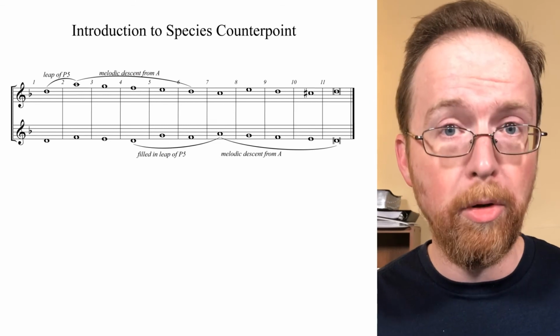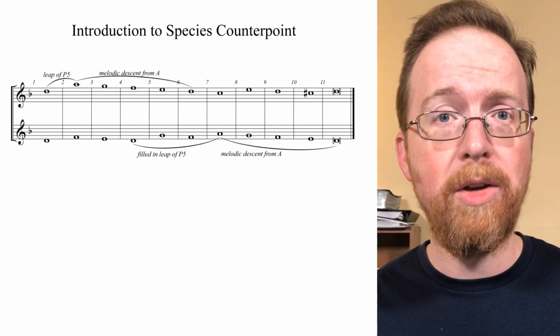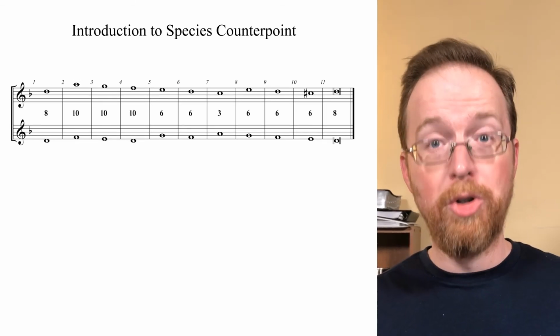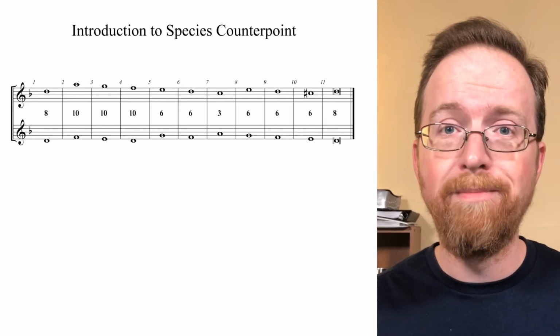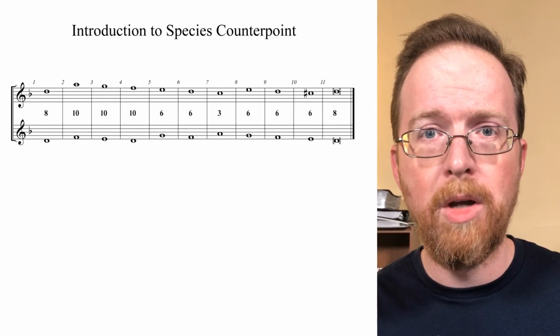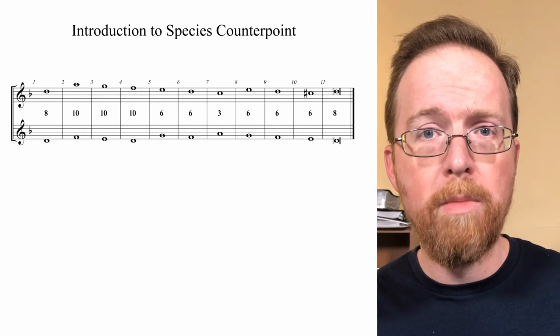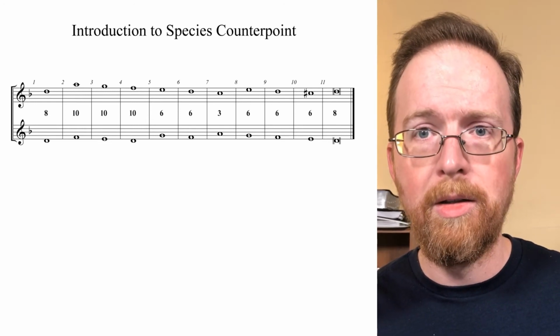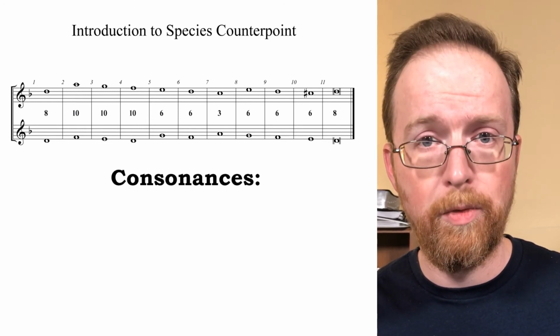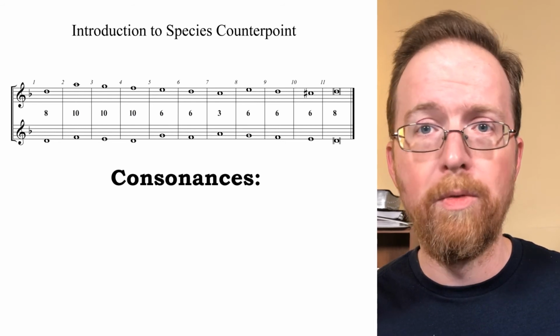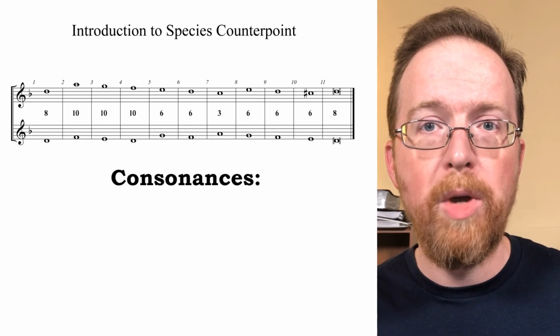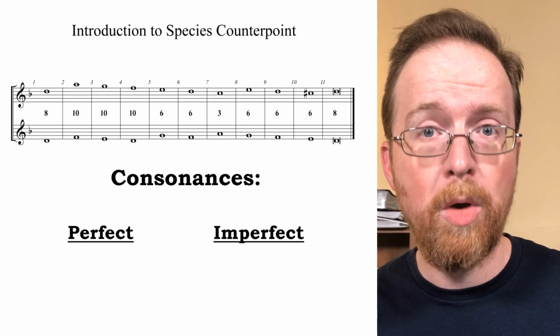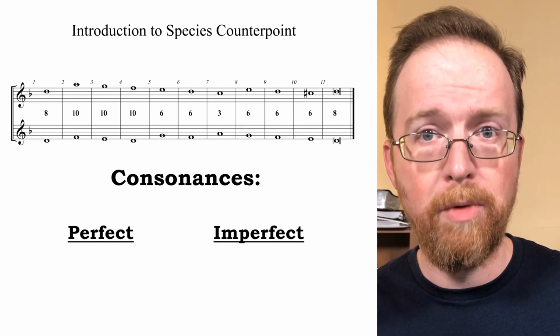We're going to want to label the harmonic intervals by their quantity number. Now, you should know the quality of the intervals, but it's not necessary to notate them on the score. All of the harmonic intervals present in this piece are consonant intervals, and that's so for all first species counterpoint. And we have two types of consonant intervals. We have perfect and imperfect.